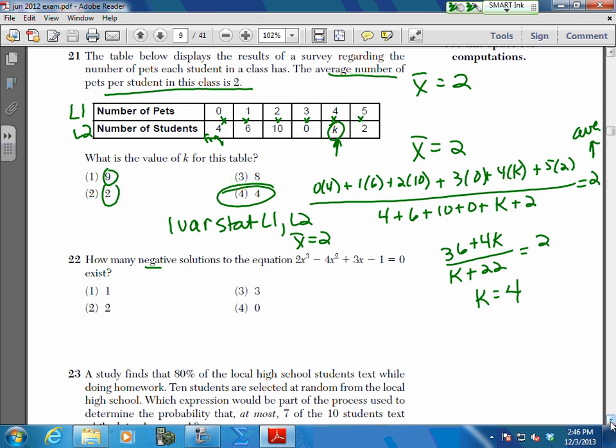How many negative solutions to this equation? Since it's a y-equal equation, graph this. When you graph this, you're going to see some kind of a cubing function, and you're going to notice that there are no negative solutions to this.